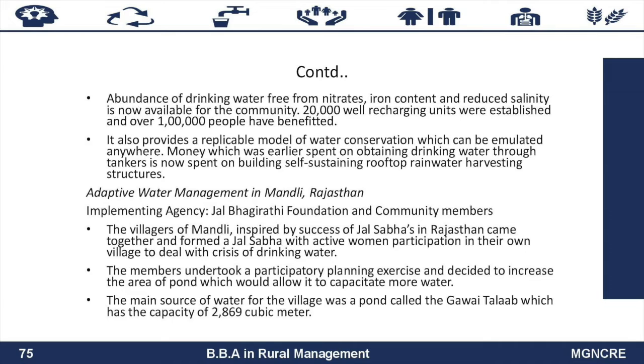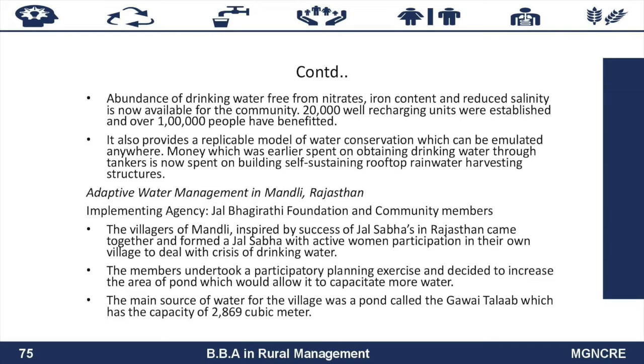Abundance of drinking water free from nitrates, iron content and reduced salinity is now available for the community. 20,000 well recharging units were established and over 1 lakh people have benefited. It also provides a replicable model of water conservation which can be emulated anywhere. Money which was earlier spent on obtaining drinking water through tankers is now spent on building self-sustaining rooftop rainwater harvesting structures.